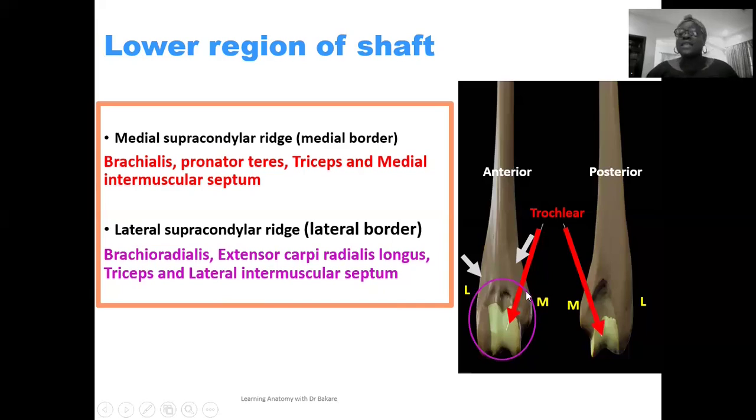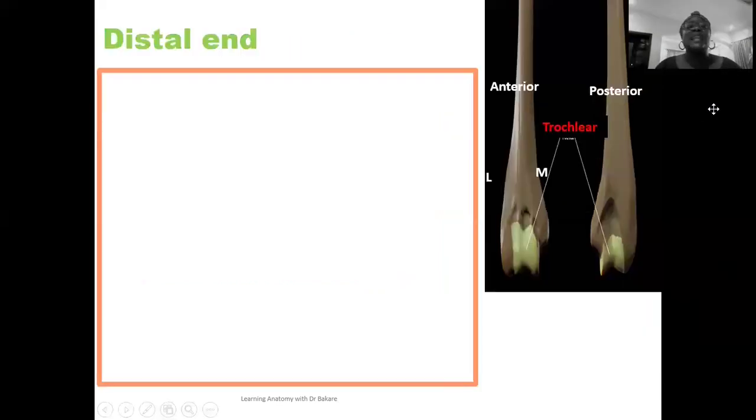If you go back to the medial supracondylar ridge, remember we said that the medial region of this intermuscular septum is connected to this region. So these are the structures and muscles that are connected to the supracondylar ridge. And we know that the supracondylar ridge is at the inferior region of the shaft of the humerus. So let's go to the distal end of the humerus. The distal end of the humerus is the inferior end, and it is also seen with different features that we would be highlighting within the slide.